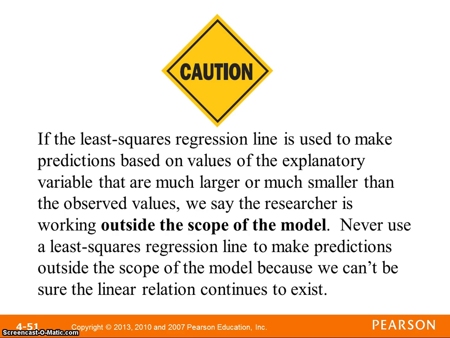One thing to worry about here is that if the least squared regression line is used to make predictions based on values of the explanatory variable that are much larger or much smaller than the observed values, we say that the researcher is working outside of the scope of the model. So again, the idea of a regression line or a trend line is to be able to make predictions about the future possibly, but your line really only models the data that you have. So if you're going to make predictions far in the future, like if your x-axis is time, for example, you don't necessarily want to use the regression line to help you do that.